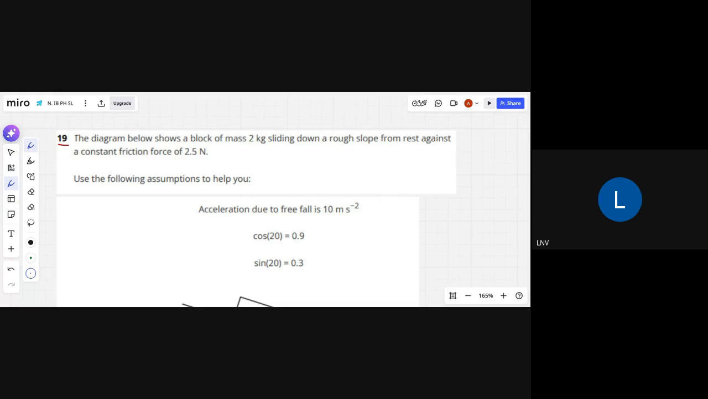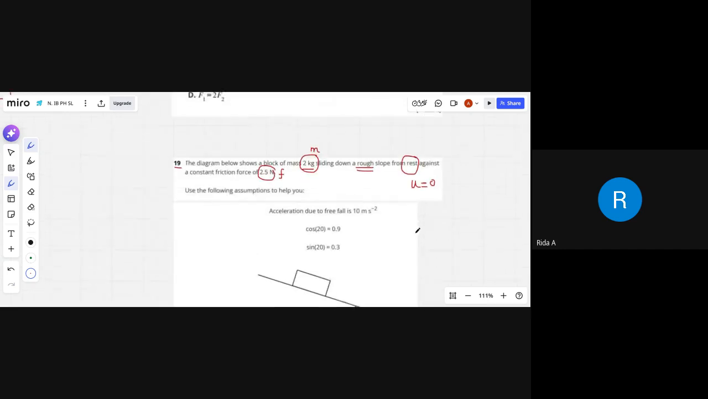Okay, so the diagram shows a block of mass 2 kilograms sliding down a rough slope from rest against a constant friction of 2.5 newtons. So this is your friction. I would highly recommend just highlighting the important information. So this is your mass M. It's sliding down a rough slope, so there is friction, and it's starting from rest. So your initial velocity would be zero, right? Whenever I see rest, I like to put initial velocity zero just in case I need it later.